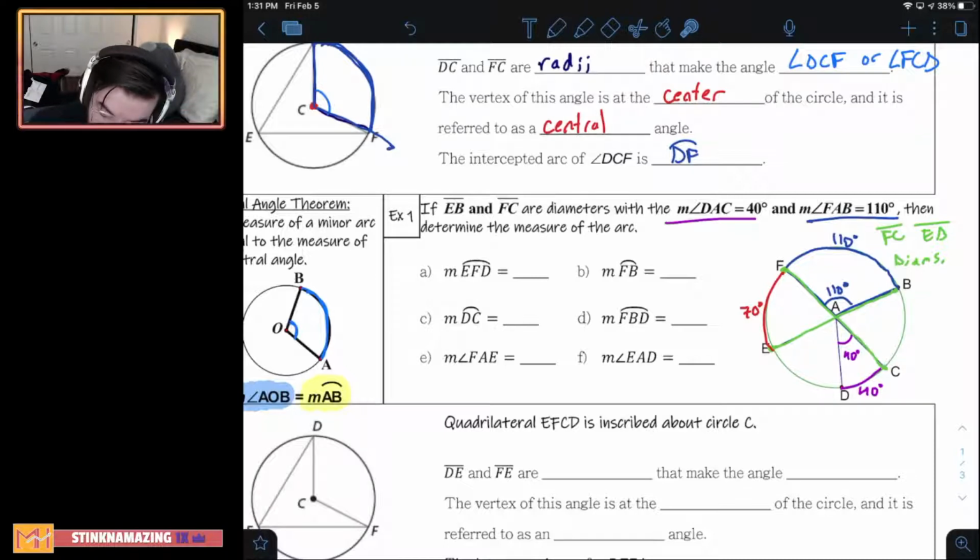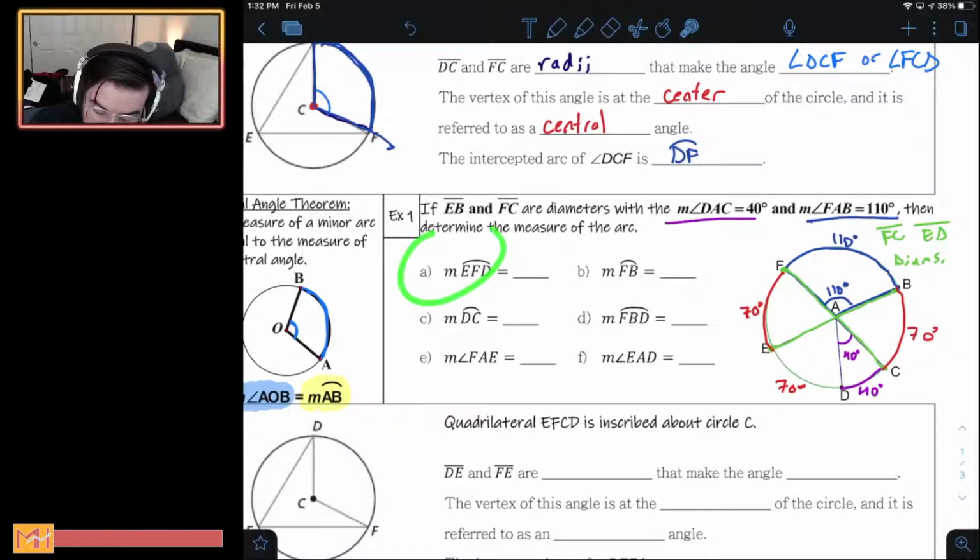And this right here is a diameter. So we know that this is 180 degrees. 70 and 40 add up to be 110 degrees. So wait a minute, that means this has to be 70, because 70 plus 70 is 140, plus 40 gives us a total of 180. And then last but not least, again, this is a diameter, so we know that this is 180 degrees. So if this is 110, well then that one has to be 70 degrees. Crazy, right?